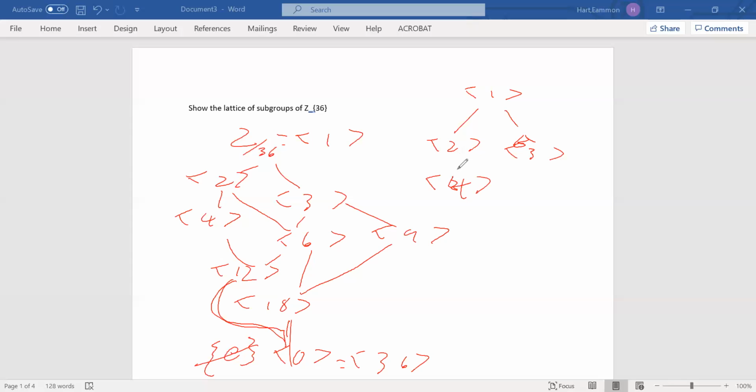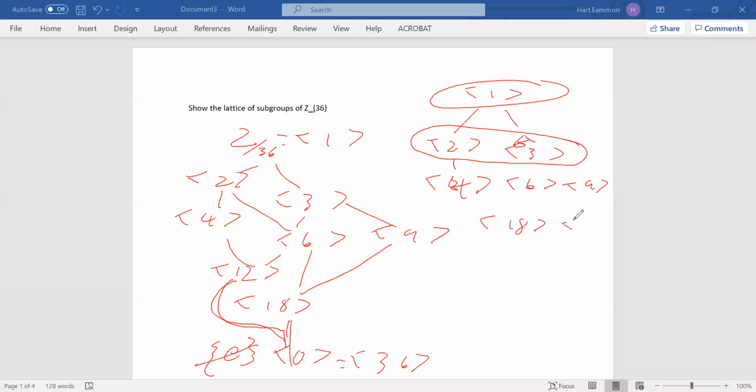So 4 right here is 2 squared, so it has 2. It's on this second generation from the top, this guy being the 0th generation. These guys are the first generation because their power is 1. Then we have 6, and then we have 9, and then 12 and 18. These guys are both powers of 2.